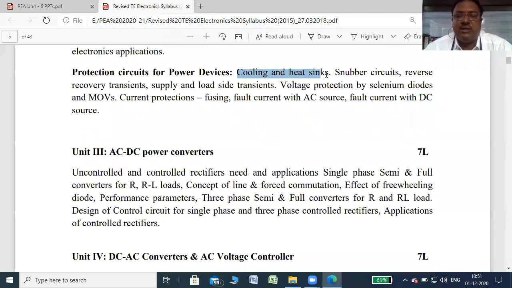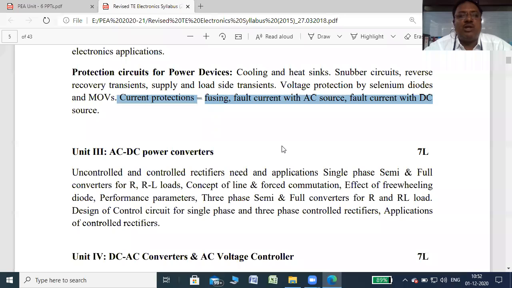So first one, cooling and heat sink, that is to protect power devices from any high temperature. Then snubber circuit, then voltage protection by selenium diode, MOVs, then current protection, that is by using fuse and crowbar circuit, right? So in this unit, unit number two, we have seen different triggering techniques and see, my dear students, whatever number of techniques we have seen is not all the techniques. There may be more techniques available, but as per your syllabus, whatever number of techniques are given, that we have covered, right?